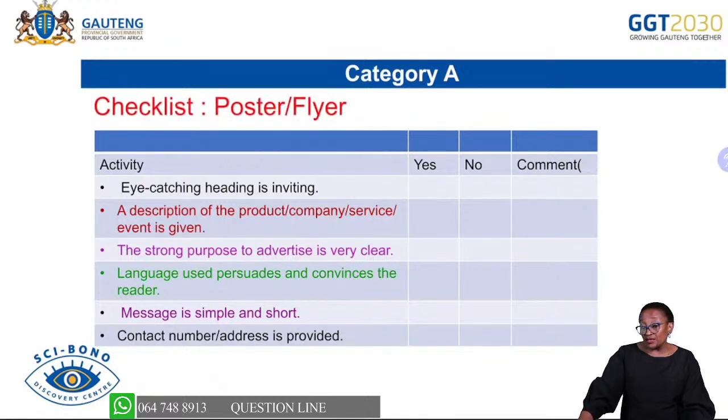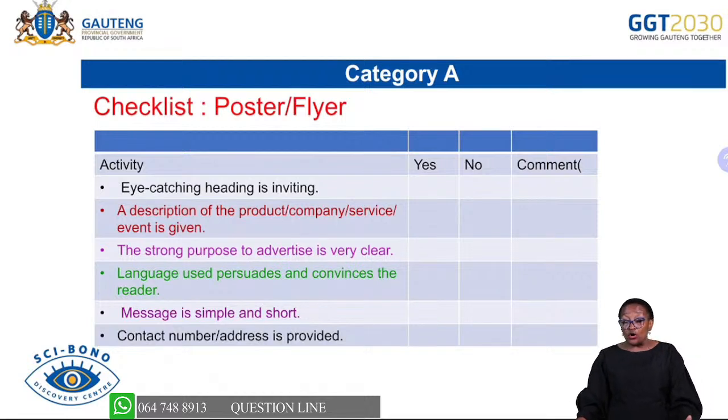Let's have a look at the checklist. That is an example of a checklist of a poster or a flyer. This will assist you to see if you have included all the necessary aspects that are needed in a flyer or in a poster. If you look at our checklist, you've got an activity there on your left hand side, then you've got a yes column, a no column, as well as a comment column.